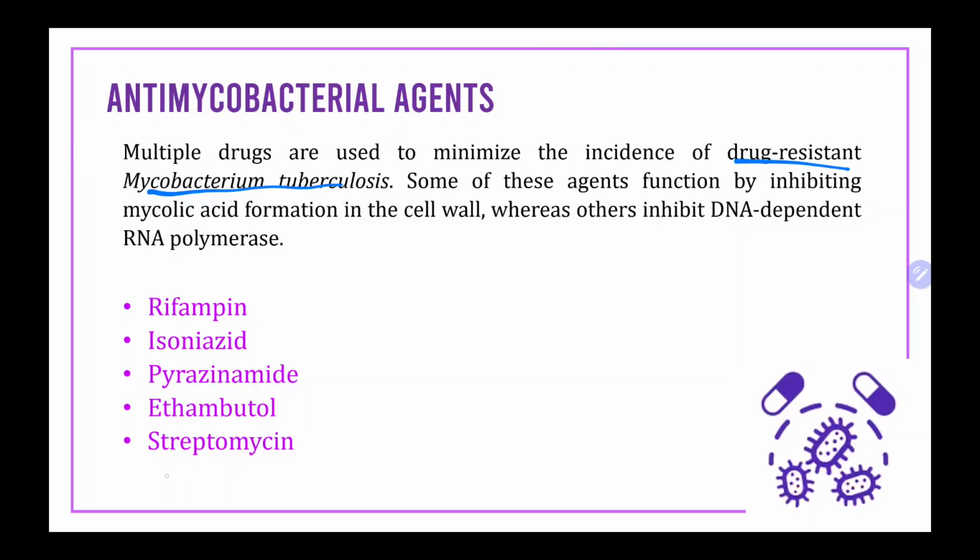Kindly please remember the acronym RIPES, which stands for rifampin, isoniazid, pyrazinamide, ethambutol, and streptomycin. For rifampin, this inhibits the DNA-dependent RNA polymerase. For isoniazid, its function is it interferes with the formation of mycolic acid in the wall of mycobacteria. For pyrazinamide and ethambutol, both of them function as a bactericidal and bacteriostatic agent respectively.